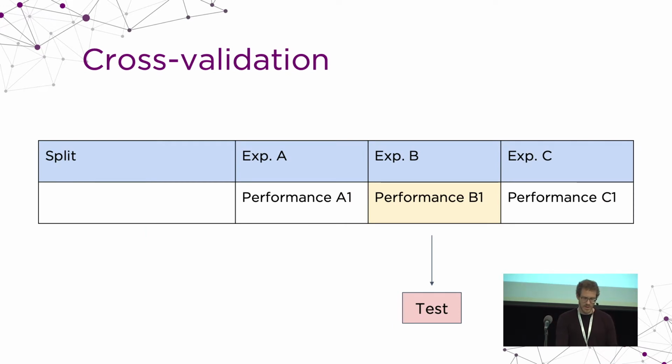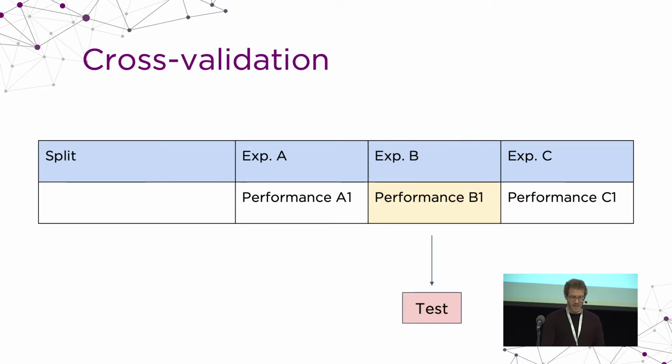So in cross-validation, I will have 1 experiment per model, per hyperparameters, and I will train the model on the train. I will evaluate it on the valid, and I will have 1 performance per experiment. And I will take experiment B because the performance are the best here, and I will test.